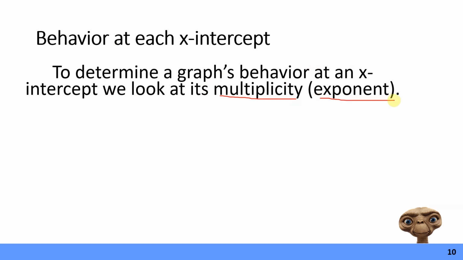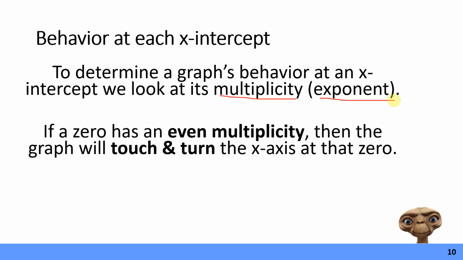Okay, so an exponent is going to tell you the behavior of the graph at an x-intercept. So this is what you have to have on your notes. If a 0 or an x-intercept has an even multiplicity, and by even again I mean numbers like 2, 4, 6, 8, then the graph is going to touch and turn at the x-axis at that 0 or x-intercept. Again, I don't expect this to make sense, so just make sure you have it in your notes.